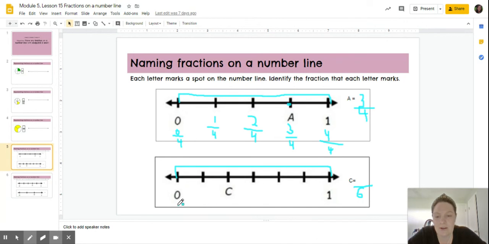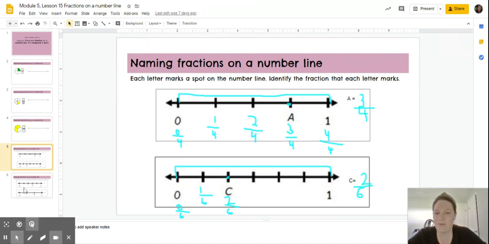So this would be 0/6, 1/6, 2/6. Do I have to keep counting since I know C is 2/6? Maybe let me just count it in my head to make sure this would be 6/6. 3/6, 4/6, 5/6, 6/6. Yep. So C represents 2/6.